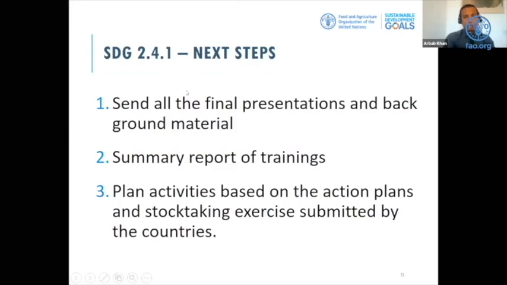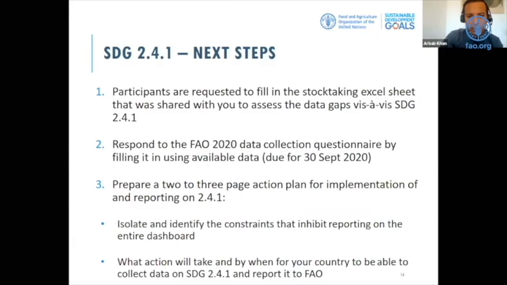For us, the next steps would be, we will send you all the final presentations that got presented once again, because there were some trivial changes in the presentation as we were progressing. And the background material, Stefania had provided you with all the links. I have shown you all the resources where you can find it on the FAO SDG portal. So we will do that. We will send you a summary report of this training, highlighting the basic aspects that we covered, the discussion points that you raised, and possible next steps that we showed you on this slide: the action plan, the stock taking exercise and responding to the FAO data collection questionnaire.